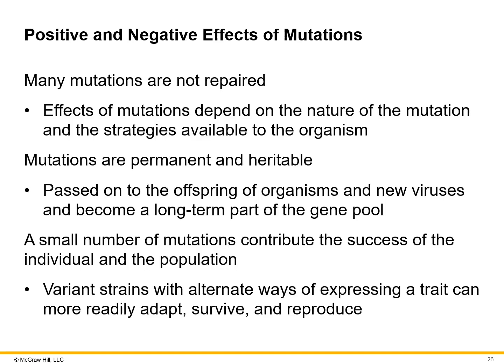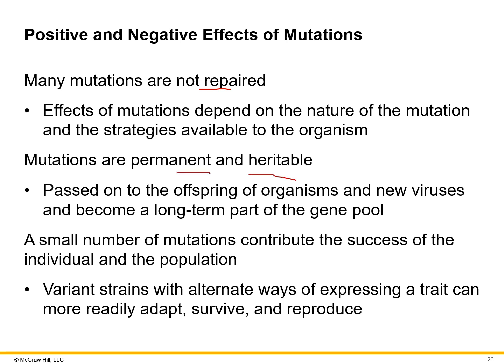And then finally, just looking at the effects of these mutations. Regardless of what they are, many of these, especially in prokaryotic cells, are not repaired. Now we have a repair mechanism, which is why if we have x-rays or UV exposure, our cells can repair any damage that we get. But bacterial cells, and especially viruses, do not really undergo that repair mechanism. So those mutations are permanent, and they're also passed on to their children.